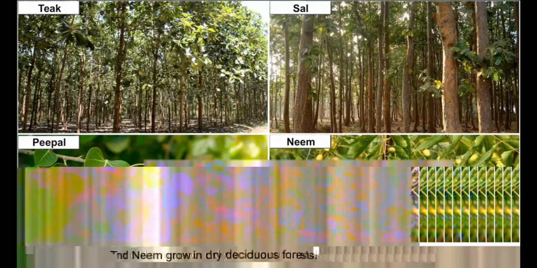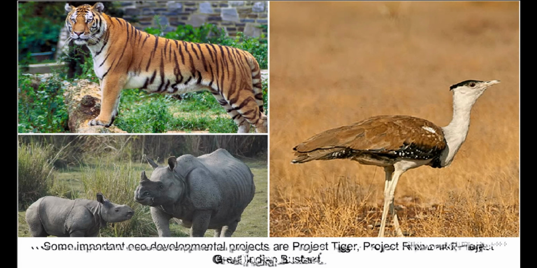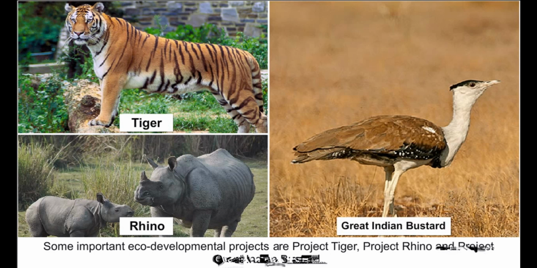To protect our flora and fauna, the government provides assistance to botanical gardens and has set up 14 biosphere reserves, 89 national parks, 490 wildlife sanctuaries, and zoological gardens. Some important eco-developmental projects are Project Tiger, Project Rhino, and Project Great Indian Bustard.